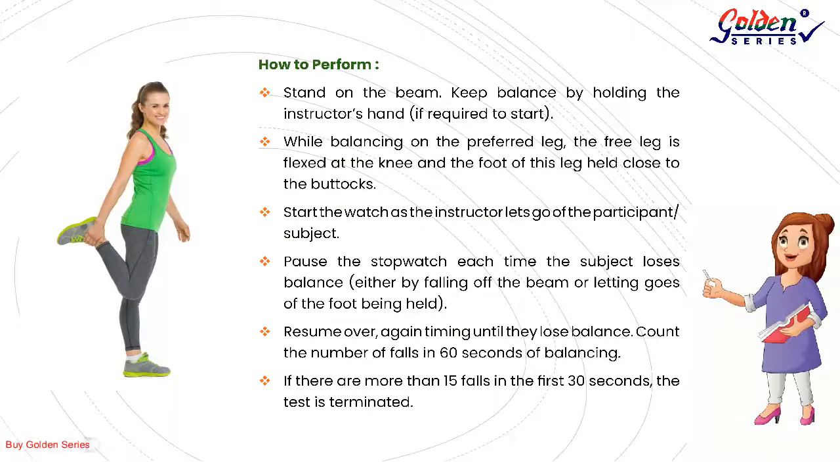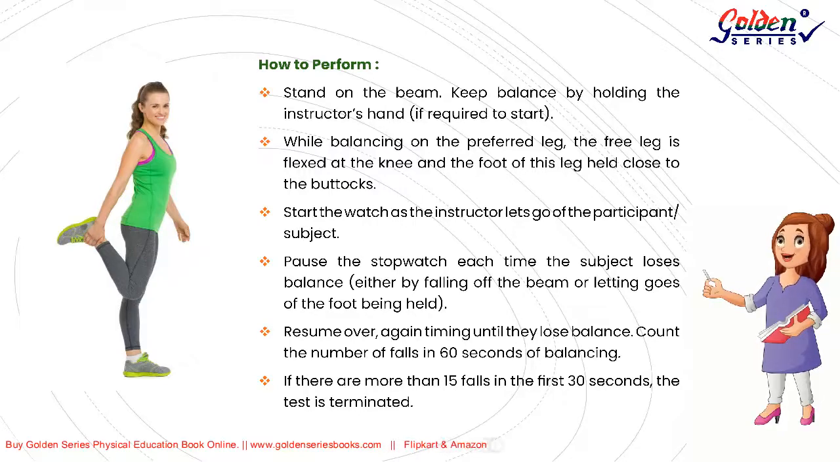How to perform? Stand on the beam. Keep balance by holding the instructor's hand, if required, to start. While balancing on the preferred leg, the free leg is flexed at the knee and the foot of this leg held close to the buttocks. Start the watch as the instructor lets go of the subject.